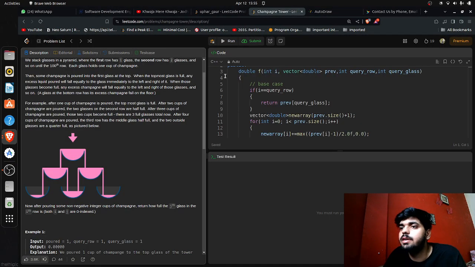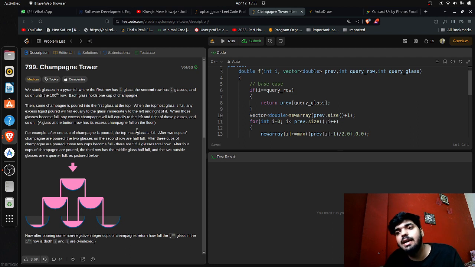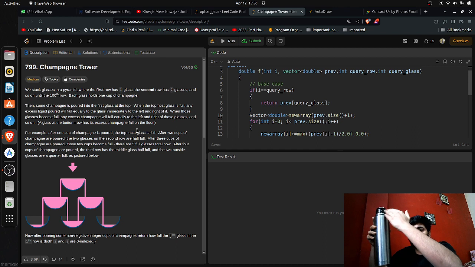We are currently doing Leetcode 799, Champagne Tower. In this question, we are given a glass arrangement, and in this arrangement, whenever we pour a liquid on the top of the glass, it gets distributed equally amongst the adjacent bottom glasses. So, if I have this particular glass and I pour into it, then it would be equally divided to this particular glass and the other glass.